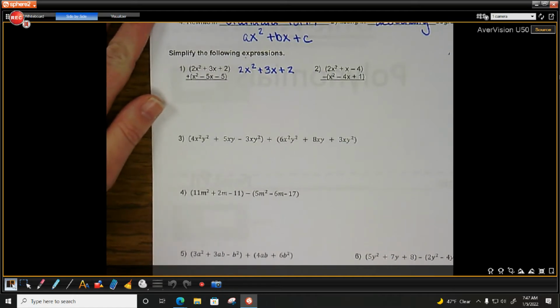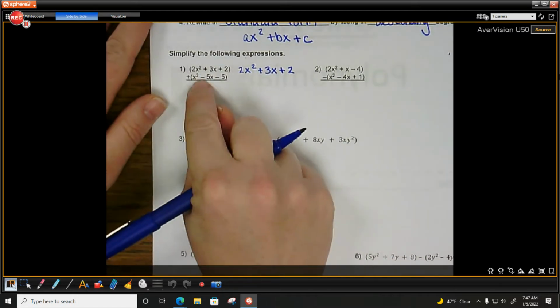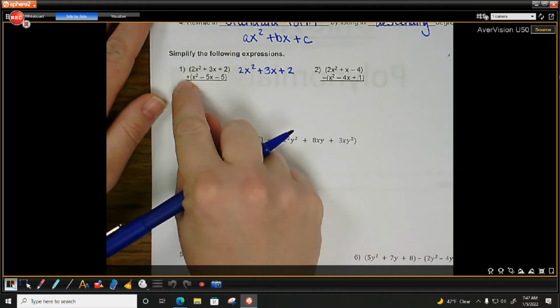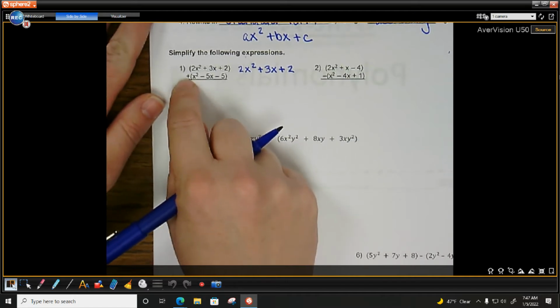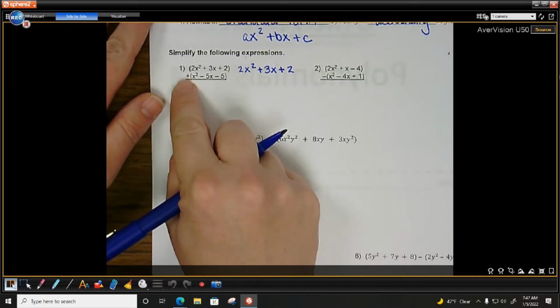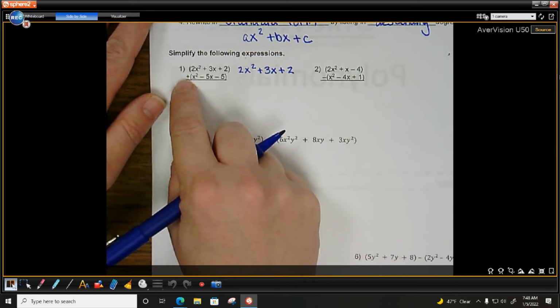My second parentheses, the one below it, has a what in front of it? A plus sign. So I need to distribute that plus. This is where sometimes we make our mistakes. When you distribute a plus, does that make everything positive? What's a positive times a positive? Positive. What's a positive times a negative? Negative. So when you distribute a positive, does it change the sign? No, it keeps whatever the sign was.